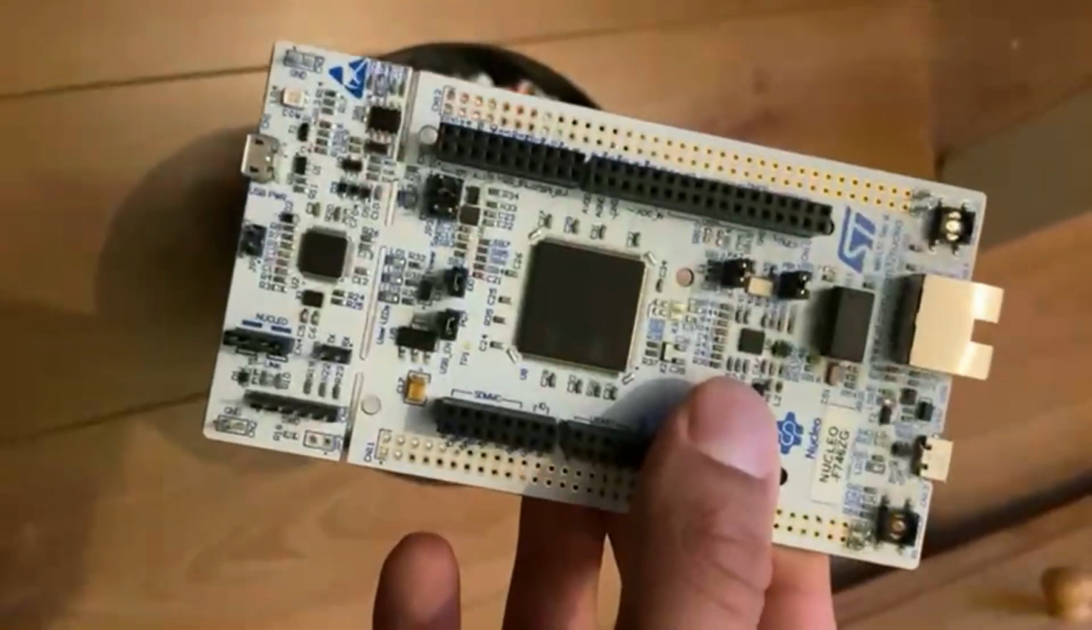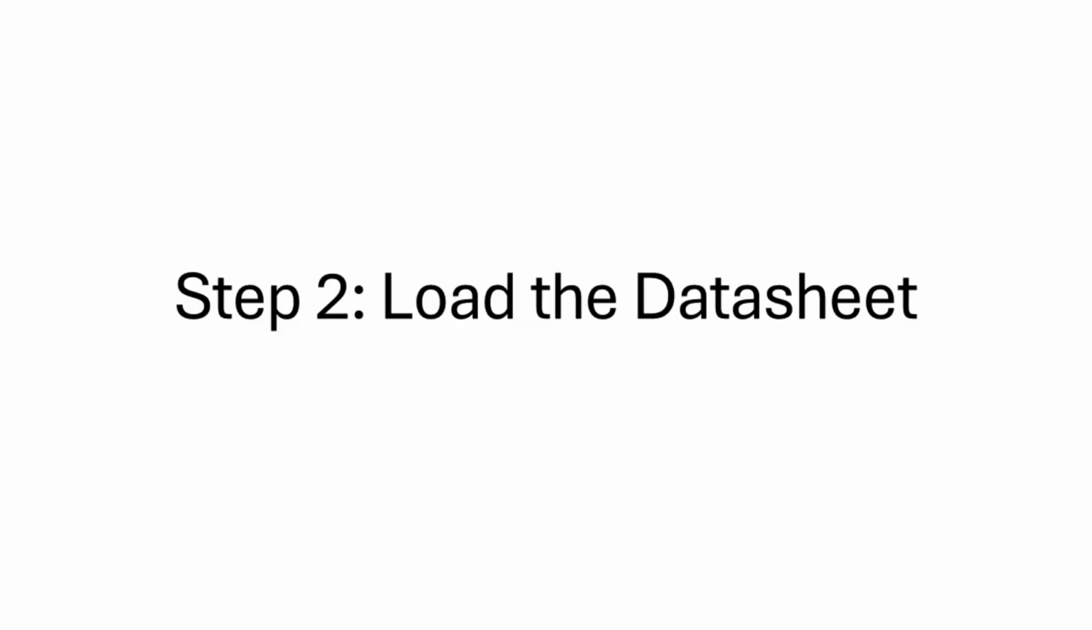Easy STM32 PWM tutorial. Let's go. Step 1. Find an STM32. I found mine in the trash. I am using an STM32 F746ZG.